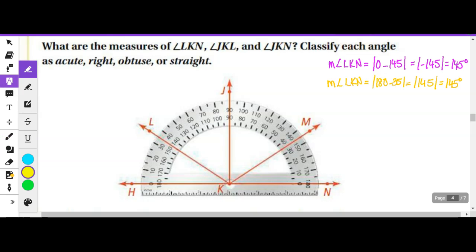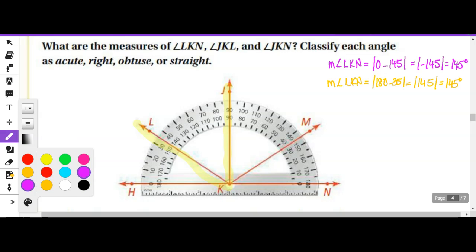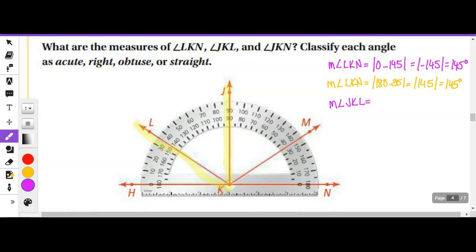Now let's take a look at the angle JKL. So now let's take a look at the measure of JKL. So the first value I'm going to put is 90 minus, let's see, that looks like 35. So that gives me the absolute value of 55, which is equal to 55 degrees.